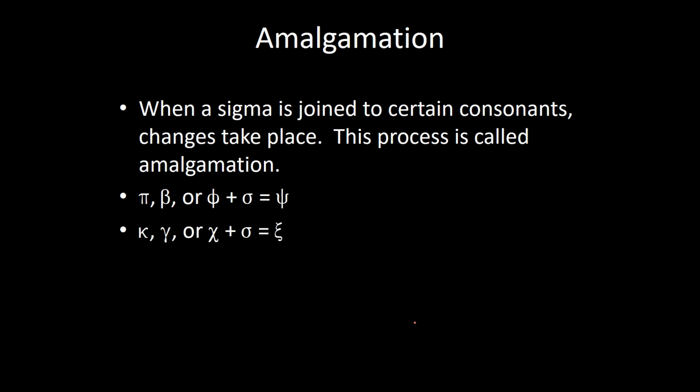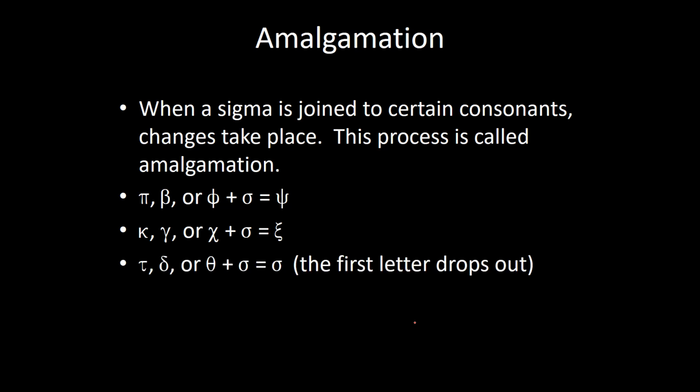Kappa gamma chi plus sigma equals xi. Or tau delta theta plus sigma simply equals sigma. The first letter drops out. This process will take place when a sigma bumps into these letters on the aorist forms.